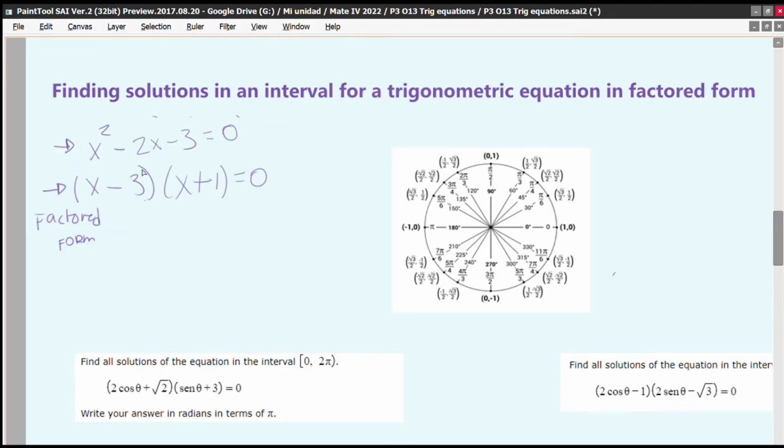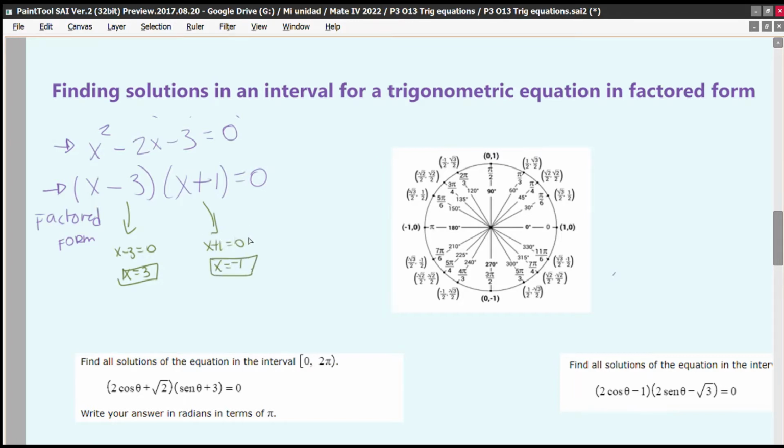Because when we have a product of things like here, and we're particularly working with equations equal to 0, we know that a solution is when either this is 0 or this is 0. So what we usually do is this equation is 0 when this factor is 0. So I have to check where that factor is 0. In this example, this factor is 0 when x equals 3. And this factor is 0 when x equals minus 1.